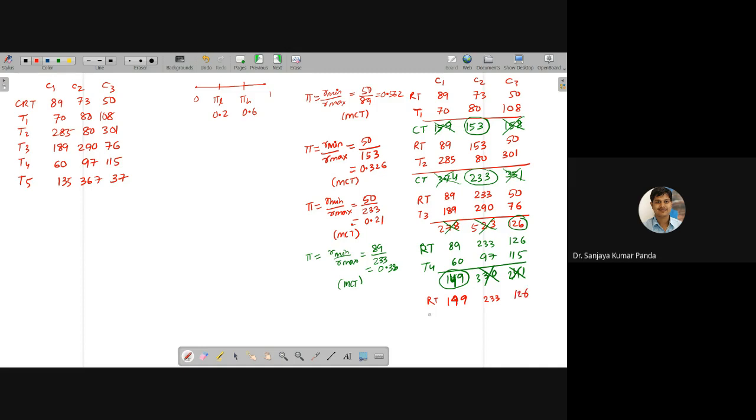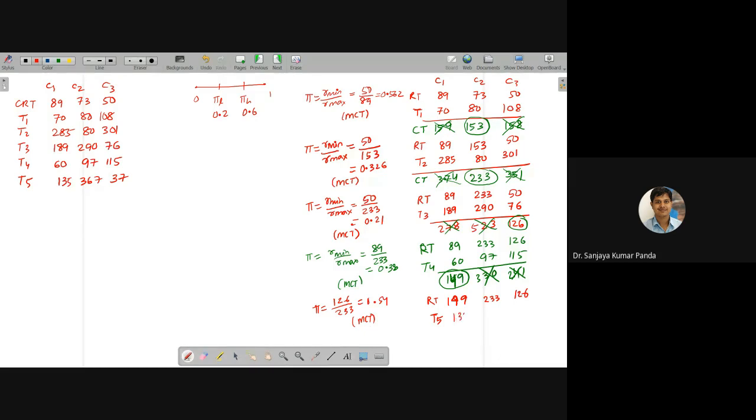So now you go for T5. Okay, we need to calculate pi again. So pi is R min by R max. R min is 126. R max is 233. How much are you getting? 0.54. 0.54, right? 0.54 means you will continue with MCT only. It is not exceeding the limit.